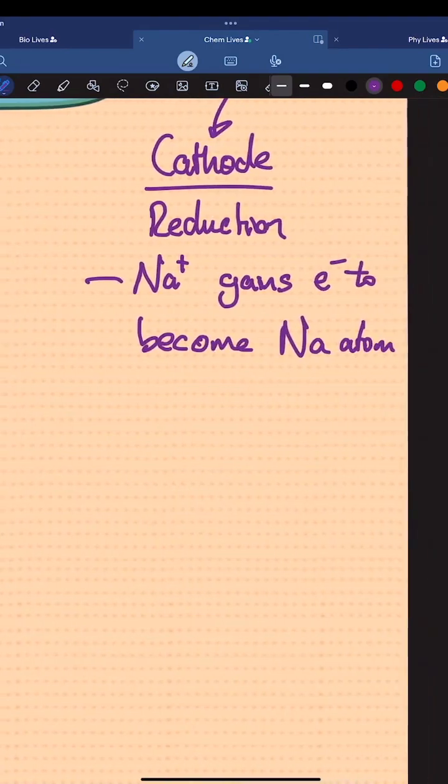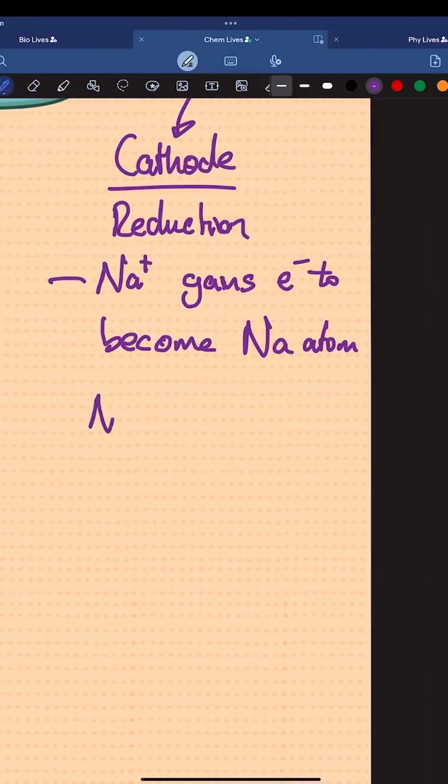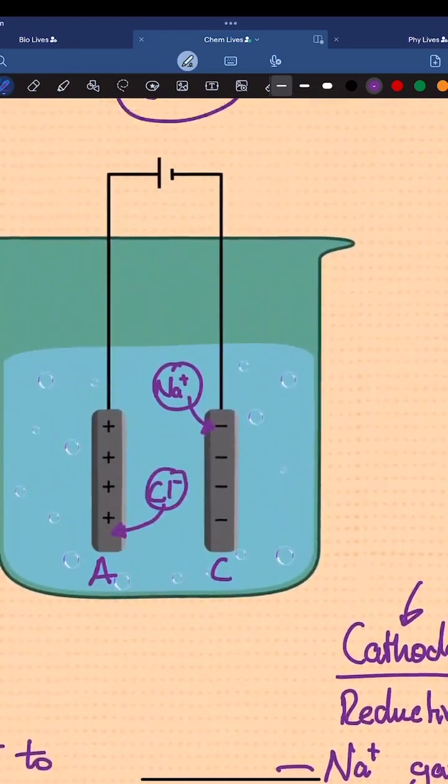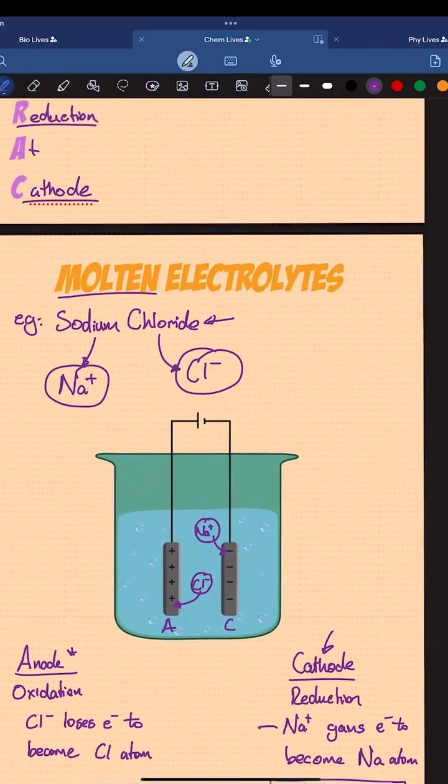Now, if we look at the cathode, remember it's always ion to atom. So we've got Na+ on the left, and that's going to form Na atoms. It gains an electron. So what we do here is we put the electrons on the left. That's how to write the half equations. So with molten electrolytes, it's quite simple because you've got 2 ions only. You don't have any other ions.